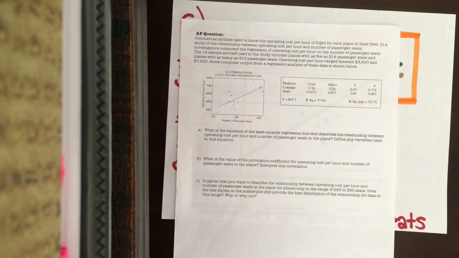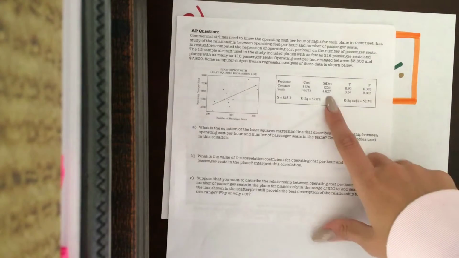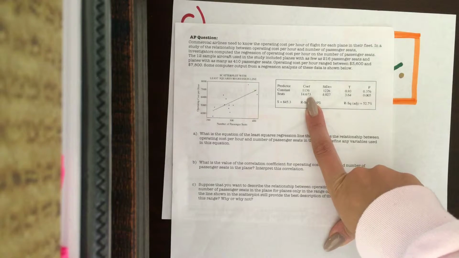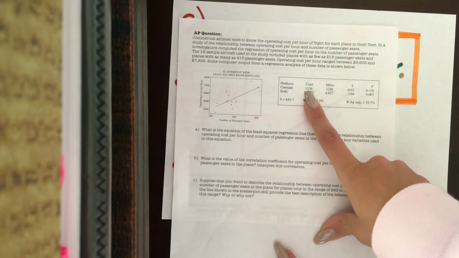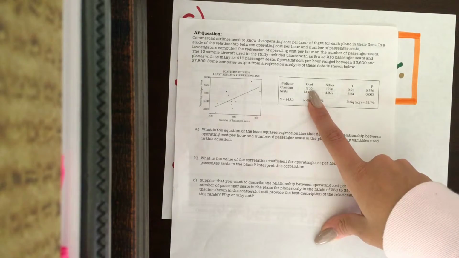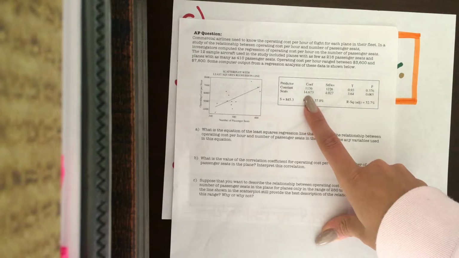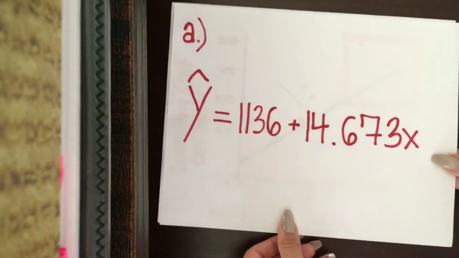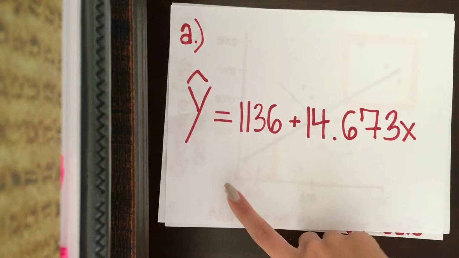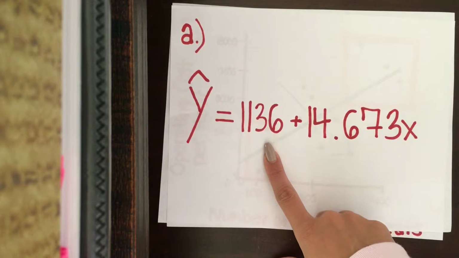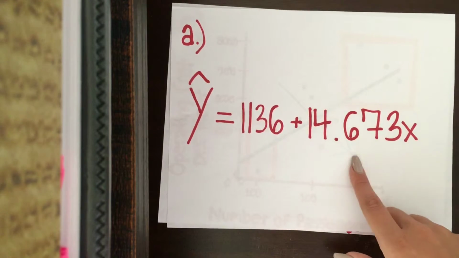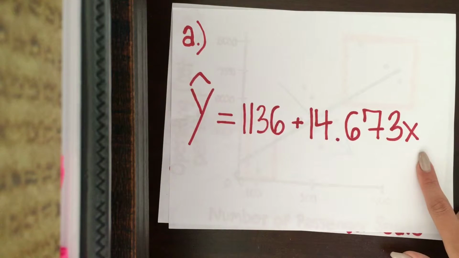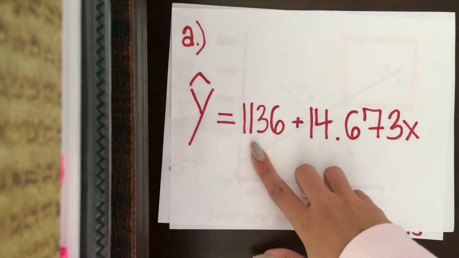We are given the following two coefficients, 1,036 and 14.673. We'll use 1,136 as A, and B will be 14.673. The least squares regression line turned out to be y hat equals 1,136 plus 14.673x.